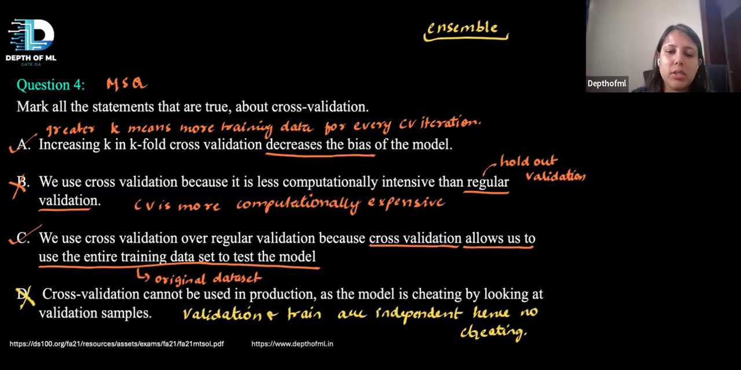Here in this, another claim is that you cannot use CV because it's not a good estimate, because it's cheating by looking at the validation samples. But for every model training, it's not looking at the validation sample. For every model training, your train and val are completely different. Hence, it's not cheating. Fine.